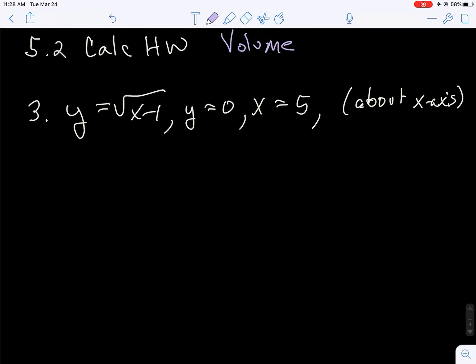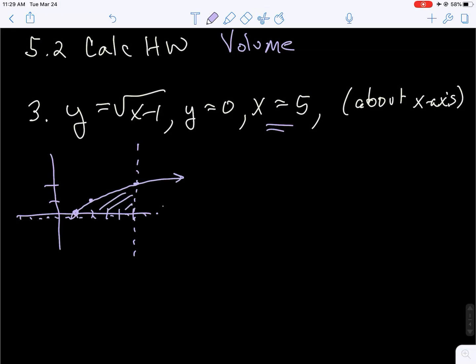So we have a parabola, not a parabola, goodness gracious, a square root that is moved to the right one. You'll notice that 5 has come up as an x value, so let's definitely graph it up to 5, because 5 is kind of a little barrier here. And so if you graph it fairly accurately here, you get this, okay? And we want this area here rotated about the x-axis, okay?